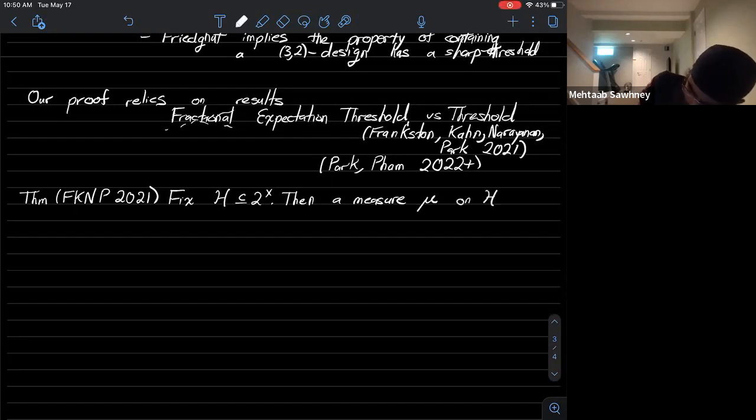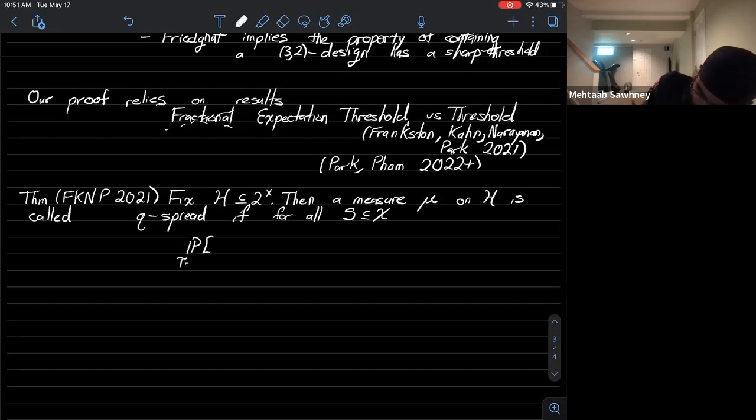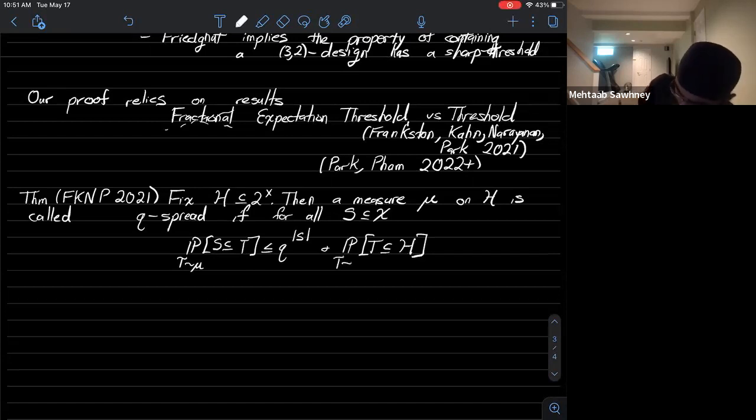on H is called Q spread if for all S a subset of X, the probability that a random sample from your measure mu contains the set S is at most Q to the size of S. And you have the property that you're actually supported on H. So the probability that the sampled edge lies in your hypergraph is equal to 1.